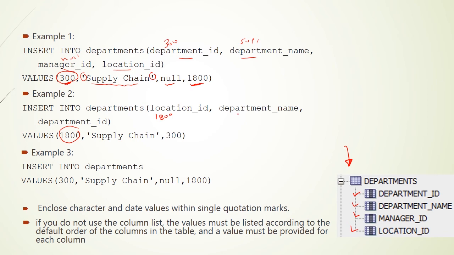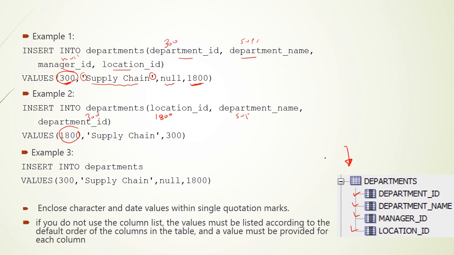For the department name, supply chain. For the department ID, 300. In order: location ID, the first value. The second column, department name, supply chain. The third column, department ID, 300.